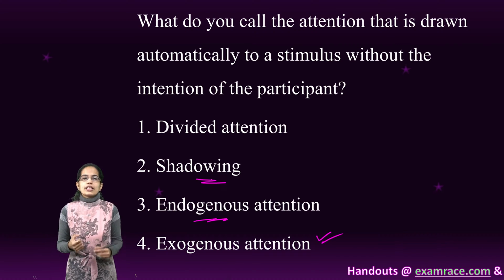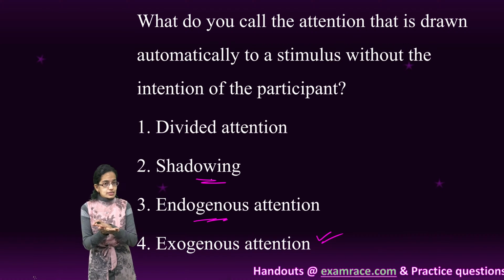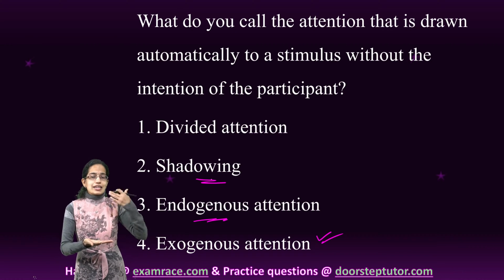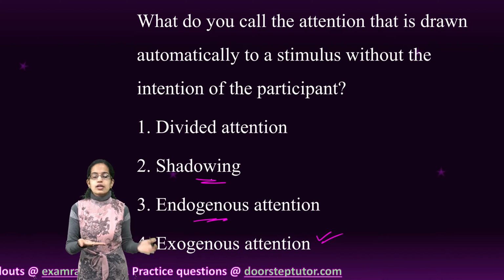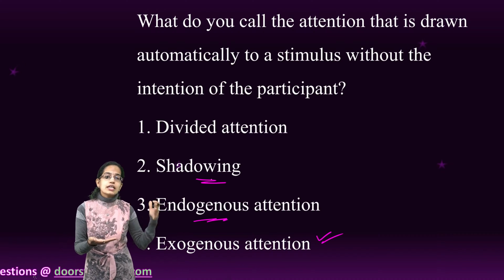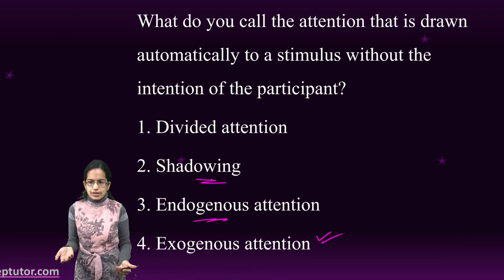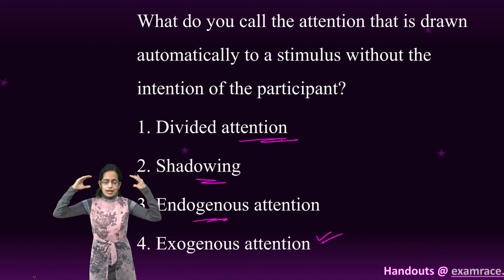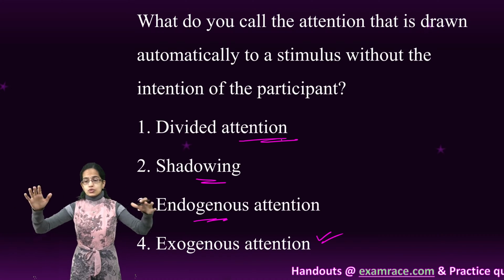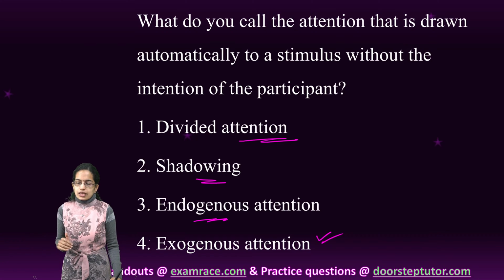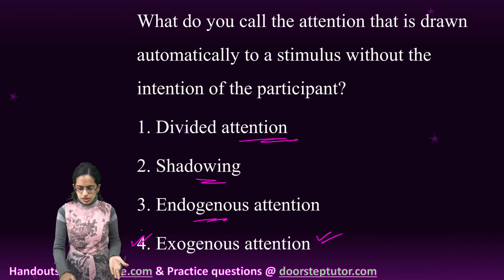Shadowing is when you are trying to understand something, remember something, you do it word by word. I read it aloud word by word, that is shadowing. So what I'm trying to do is read aloud one by one, and that is shadowing. And finally is divided attention, where there are two different stimuli and I'm trying to have my attention to both of those. So that is a divided attention. Now here the question says a clear explanation for exogenous attention.